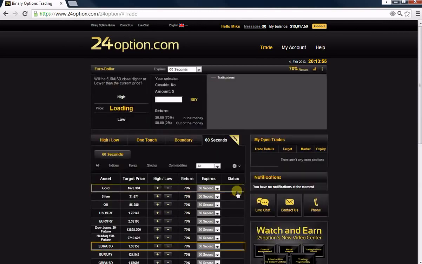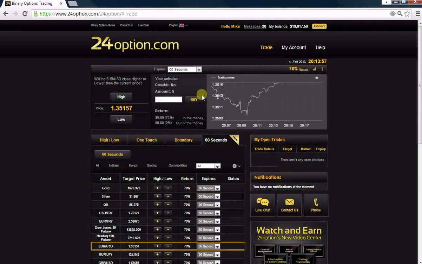So we're going to go here to the Euro US dollar. We're going to click it, and we're going to take a look at what's been going on for the last few minutes. It's gone down, it's gone up here. So we're going to go with low.